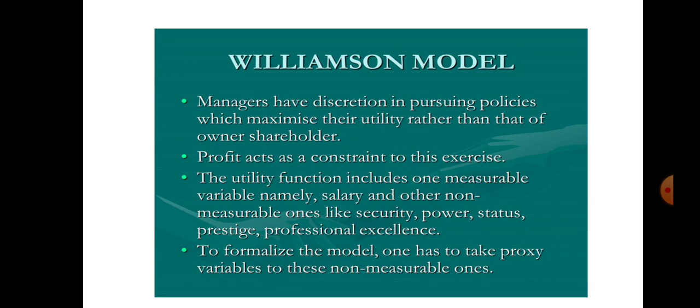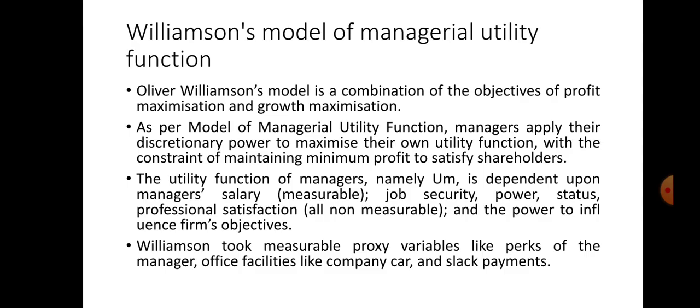So that was mainly highlighted in Williamson's model, where he says that managers have discretion in pursuing policies which maximize their utility rather than that of the owner shareholder. Profit acts as a constraint to this exercise. The utility function includes one measurable variable, namely salary, and other non-measurable ones like security, power, status, prestige, professional excellence. To formalize the model, one has to take proxy variables for these non-measurable ones.